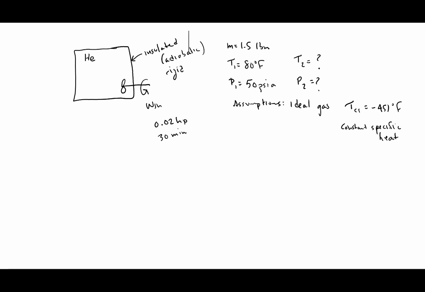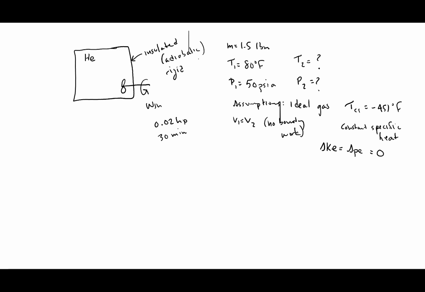We're also going to assume that this is a stationary system, so delta KE is equal to the change in potential energy is equal to 0. And this is also constant volume, so V1 is equal to V2. This means that there's no boundary work.